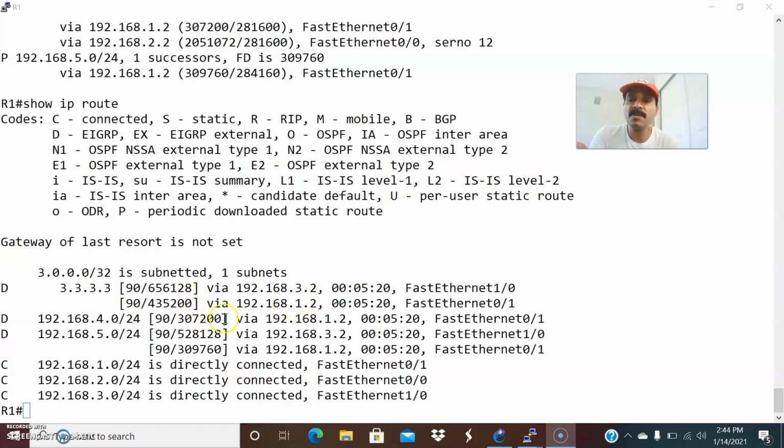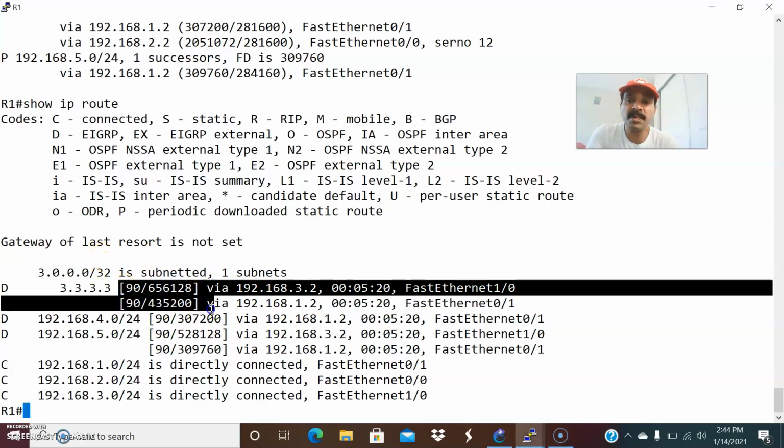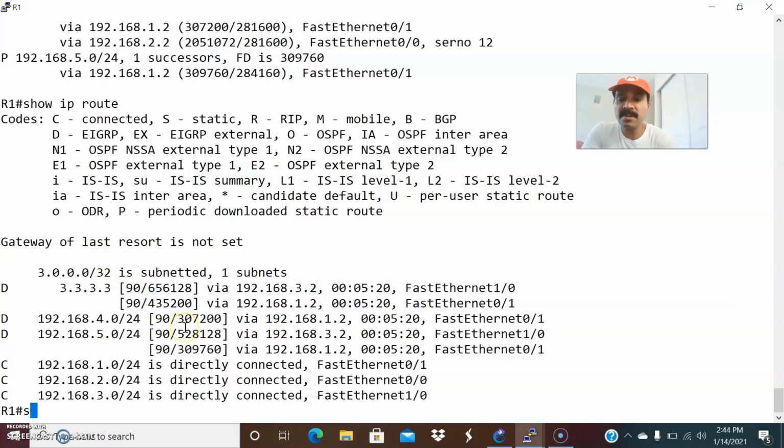But due to the unequal load balancing, I have configured the parameter variance. So due to the unequal cost balancing, it is showing the two paths. Always keep that in mind. If I remove the keyword variance, it will not show the two different paths, right? So the variance parameter matters.